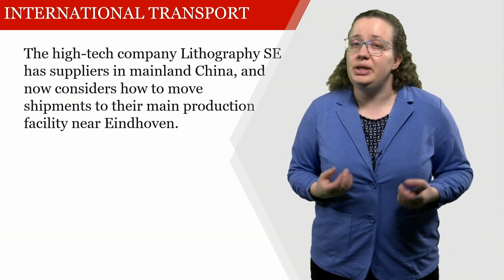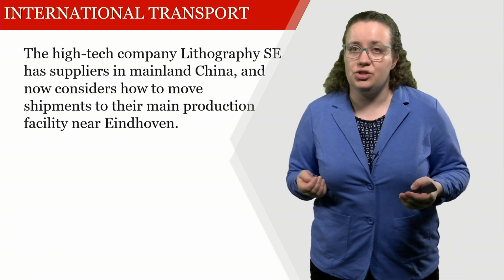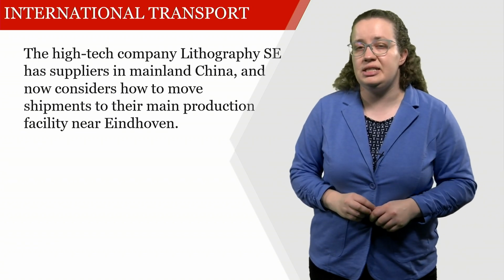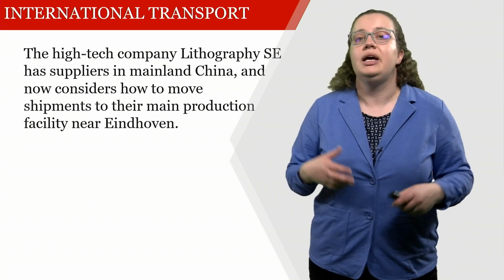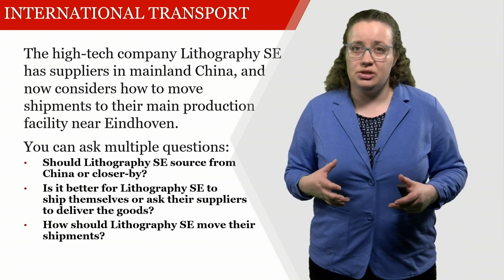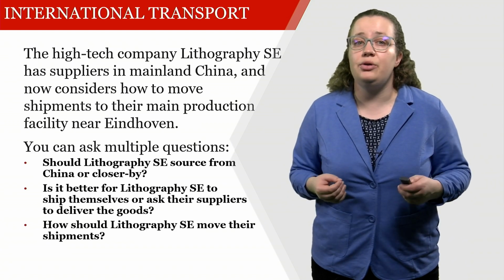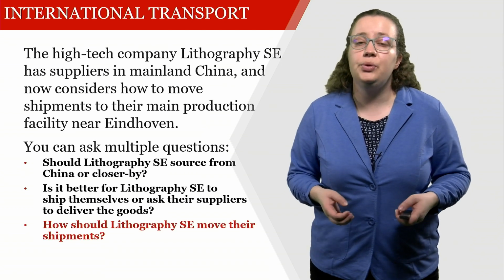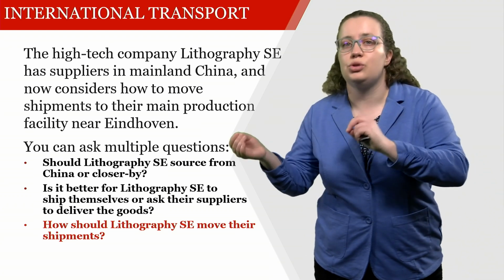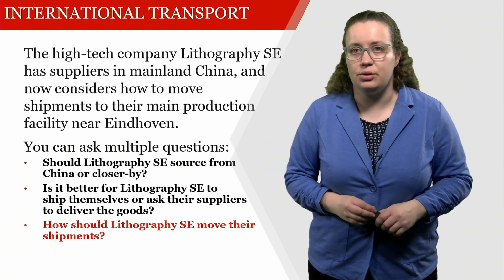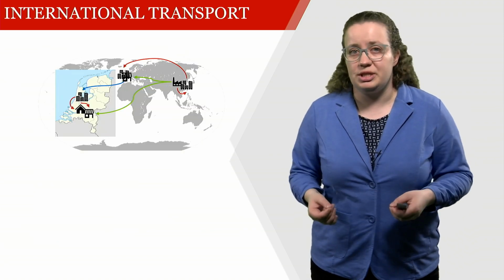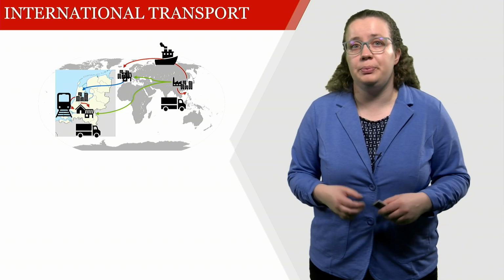The high-tech company Lithography SE would like to ship goods from their supplier in mainland China to their production facility in the vicinity of Eindhoven. And then they can ask multiple different questions. And we're going to look into the last of these questions. So how should Lithography SE move their shipments, in this case from China to the vicinity of Eindhoven? If we look at their transport chain, then they can assign transport modes to all of them.